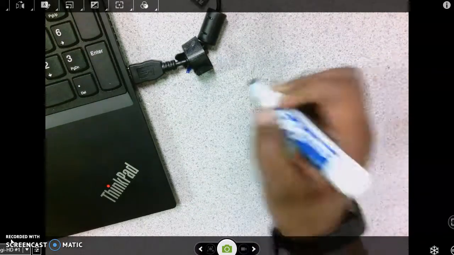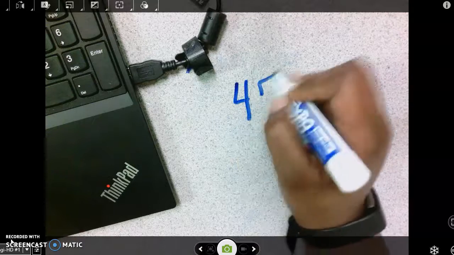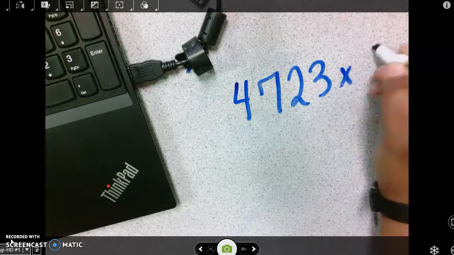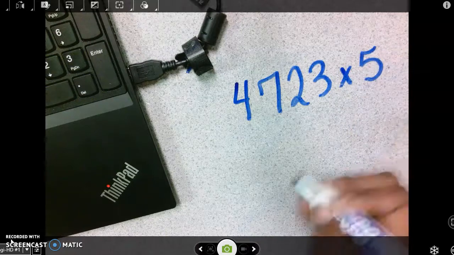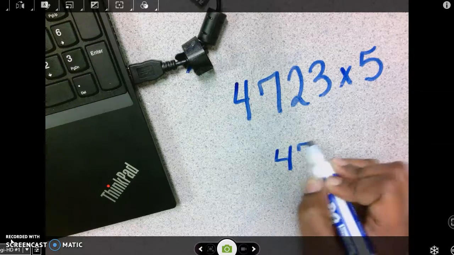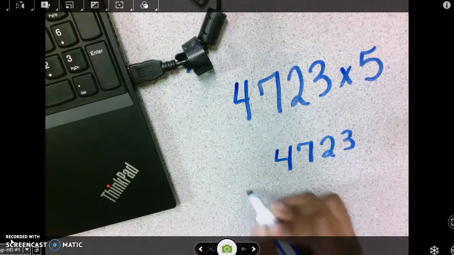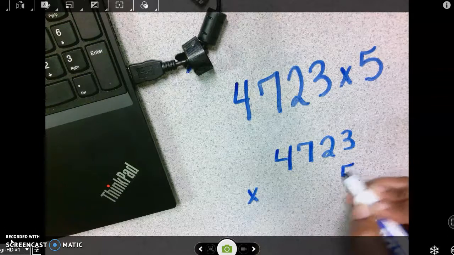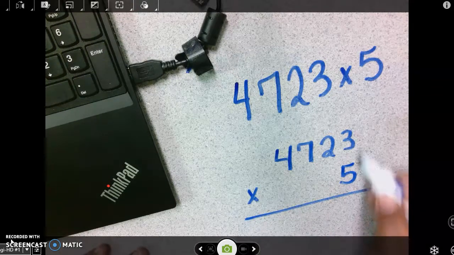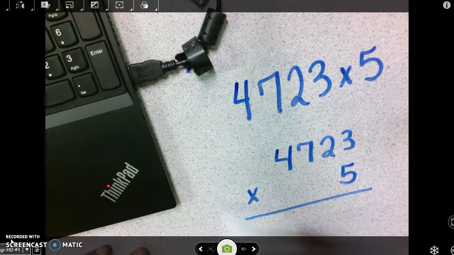Let's try another one. We'll try a 4-digit number. Still doing the same thing, 4,723 times 5. Again, I want to make sure that I have my larger number on top and I am multiplying everything by 5. Now I'm going to skip count by my 5. The largest number up here I have to do is 7. So I'm going to skip count by 5.